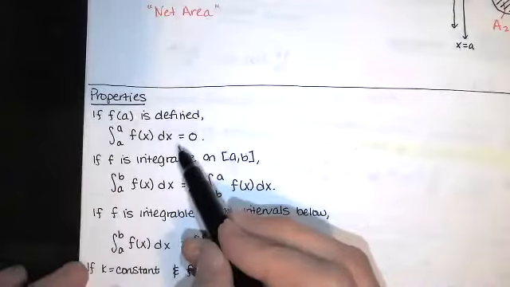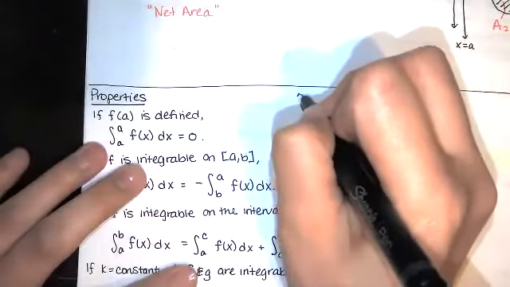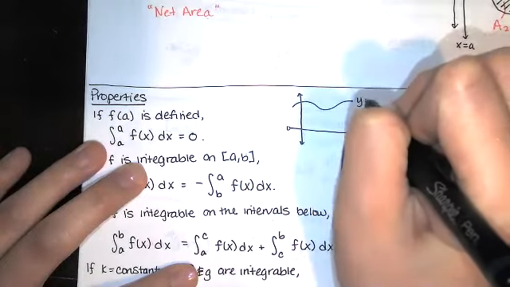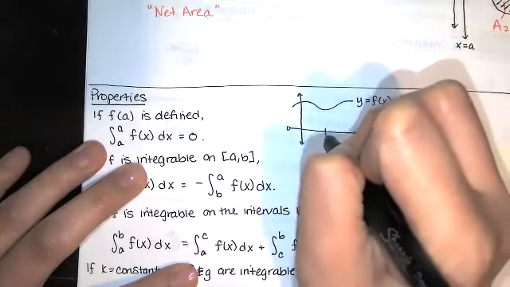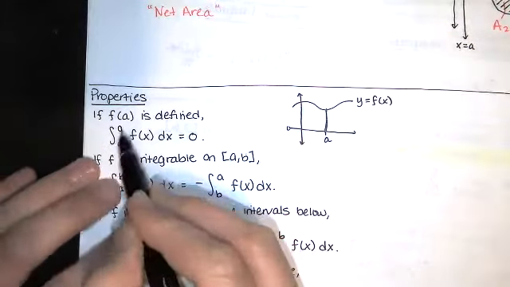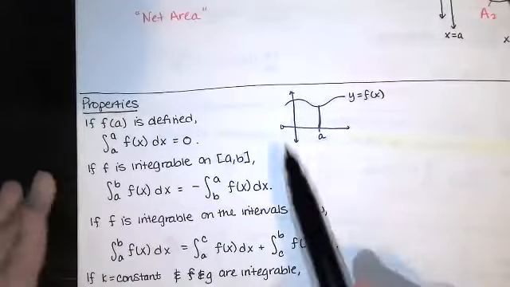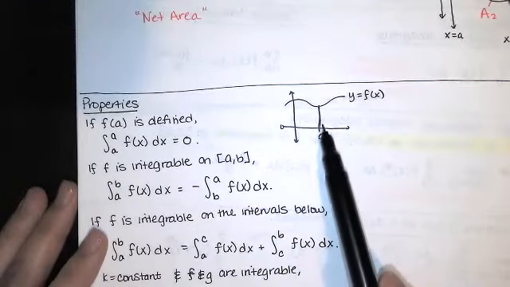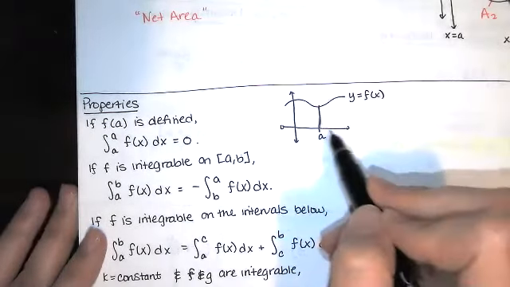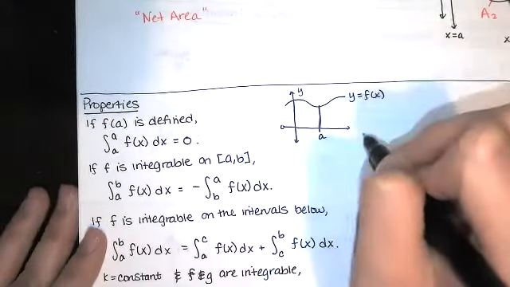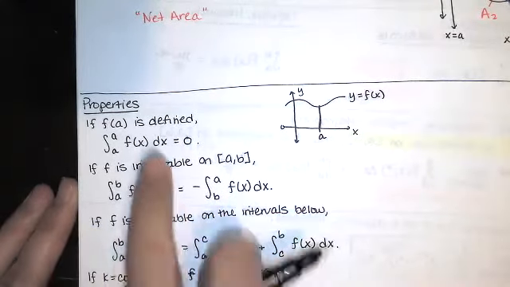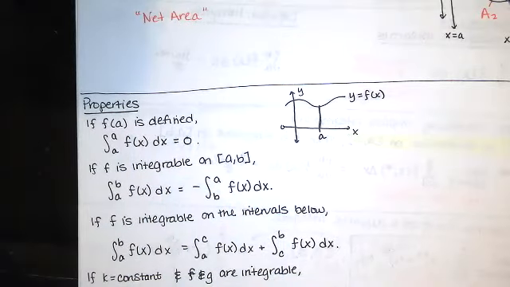I think this one makes a lot of intuitive sense. If your function is well defined at x equals a, here's y equals f of x, and there's x equals a. What's the area under the curve from x equals a to x equals a? Well, I don't think there's any area there, because you start and stop in the same place. There's no dimension over here. So this is 0. It's always going to be 0, provided that that function value is defined there.